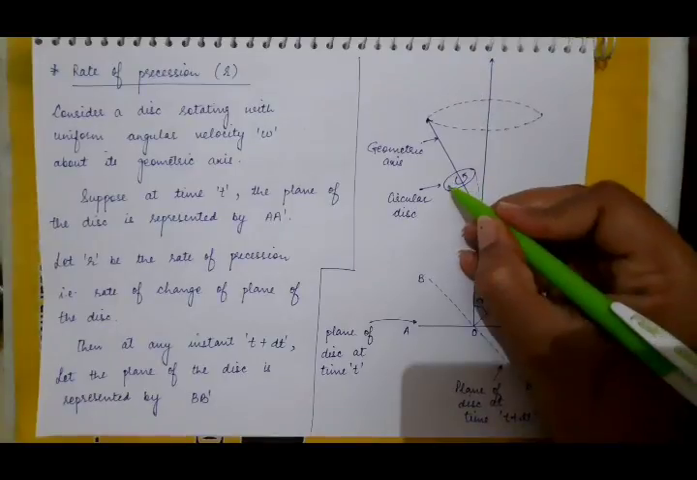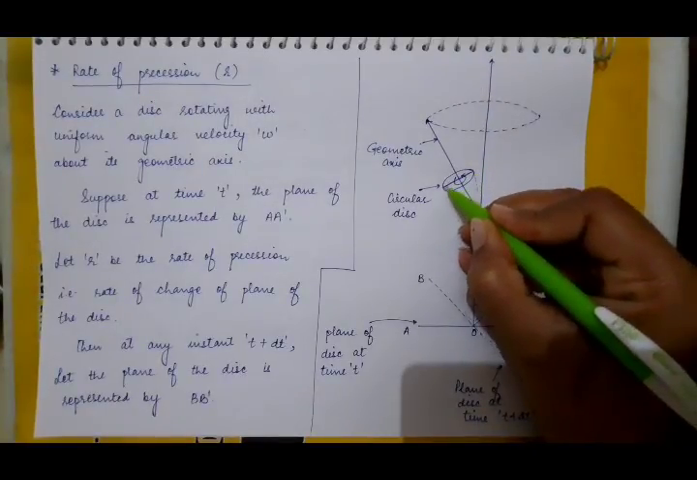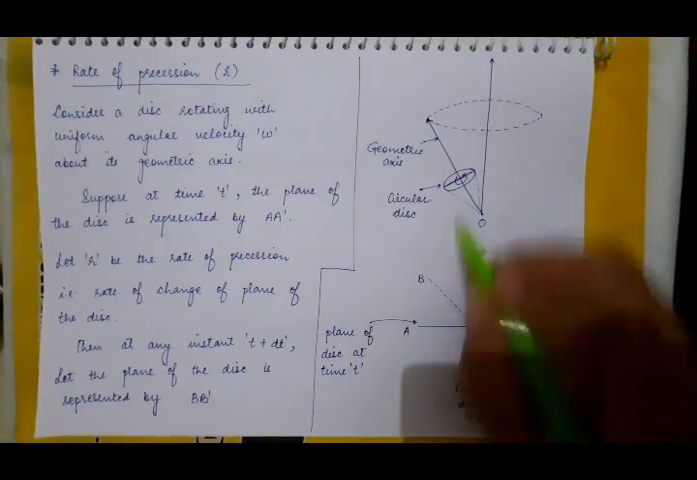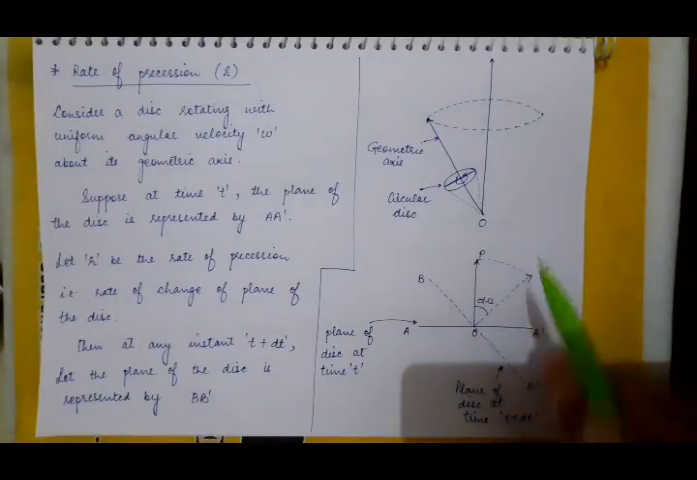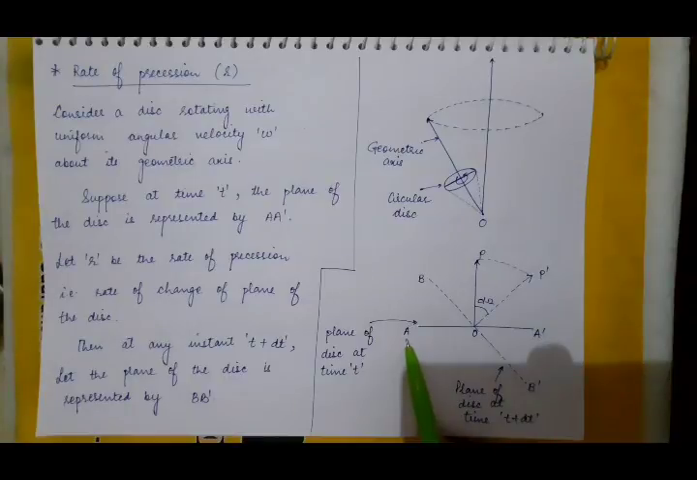So this is the plane of the disc. Here we have shown this plane of the disc by these 2 points A dash. So what is this A dash? A dash is the plane of the disc or position of the disc at time t.